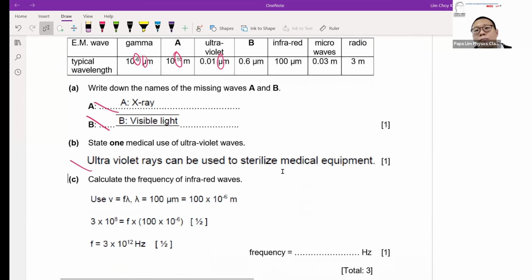Remember for EM waves, the component that we're looking at when you look at the revision is actually to understand the arrangement of EM waves and to look at the pros and cons, or the uses, of your EM waves.